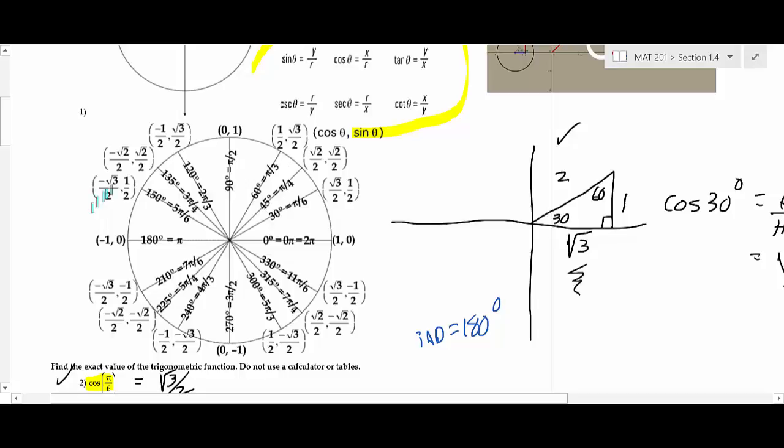5 pi over 6. Good. That's in range. That's from 0 to pi, so that's a good answer. Not here. That doesn't count. It's only one answer. That's out of range.